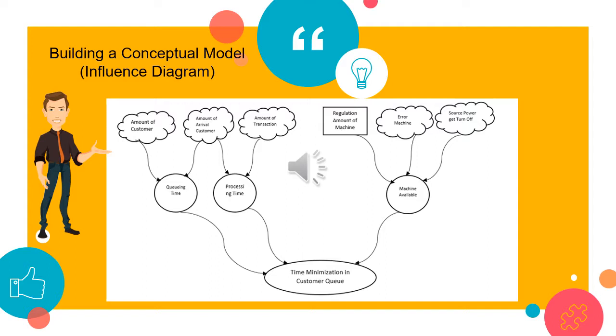And there are 3 system variables: queuing time, processing time, and machine available. And the last is output. We get one output, which is time minimization in customer queue.